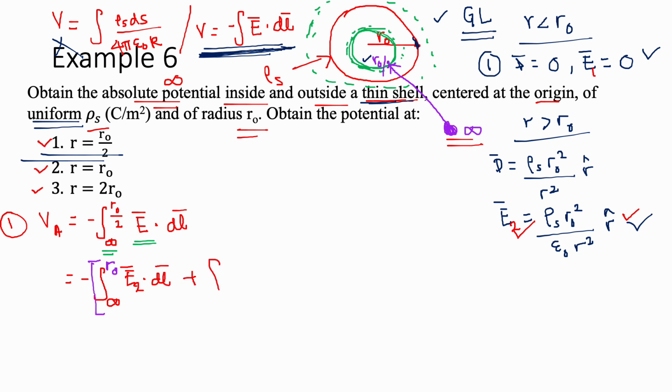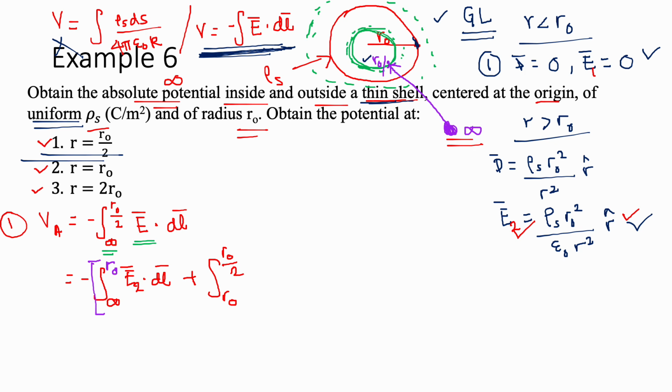Plus, okay, so now to arrive from the surface to the final destination, the limit is going to be from r naught to r naught over 2. So now the limit will become from r naught to r naught over 2.